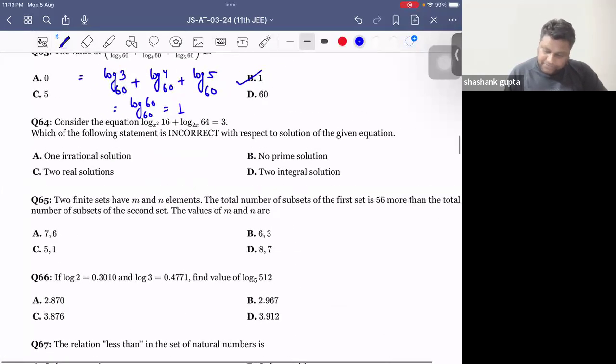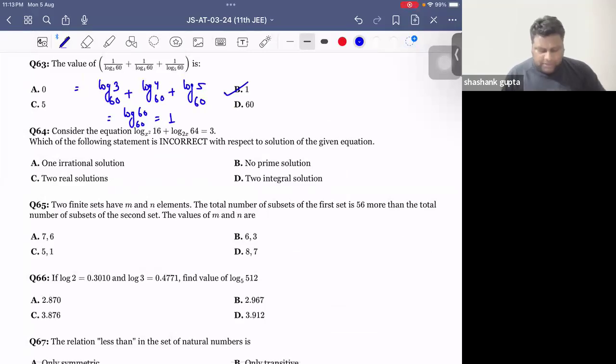Now see 65. 65 is a very popular JEE Mains question. It has been asked almost 3-4 times in JEE Mains. Two finite sets have m and n elements. The total number of subsets of the first set is 56 more than the total number of subsets of the second set. Now see, if a set has m number of elements, its total number of subsets will be 2 raised to the power m. So what they are saying: number of subsets of the first set, 2 raised to the power m, minus number of subsets of the second set, 2 raised to the power n, equals 56.